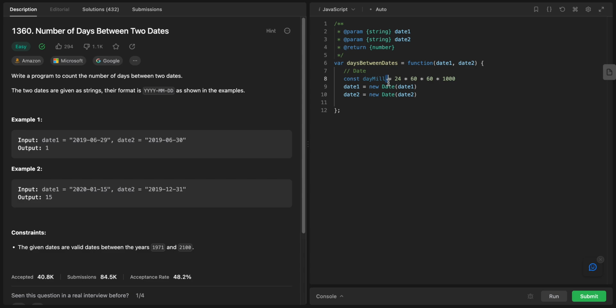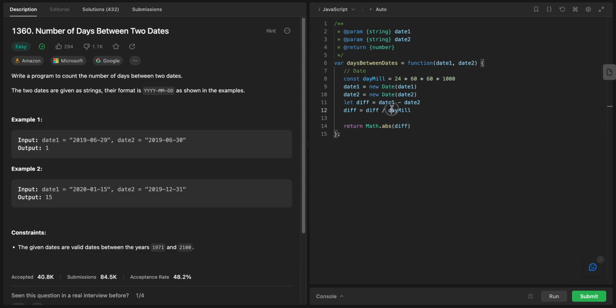So we convert them to date objects, and after that we get the difference. Let diff equal date one minus date two. We don't know which is bigger, so we will work with the absolute because we don't want to get negative values. So the difference will equal diff divided by the day in milliseconds. And after that we return the absolute, Math.abs of diff.